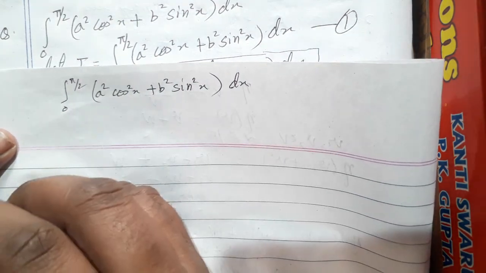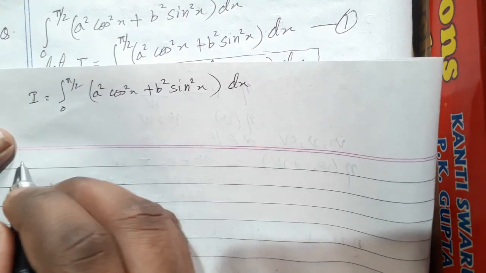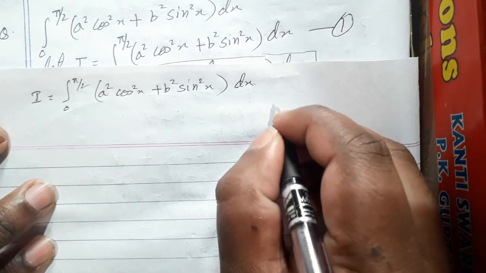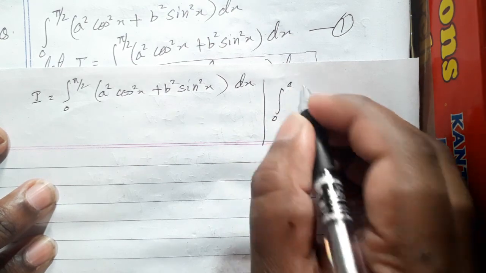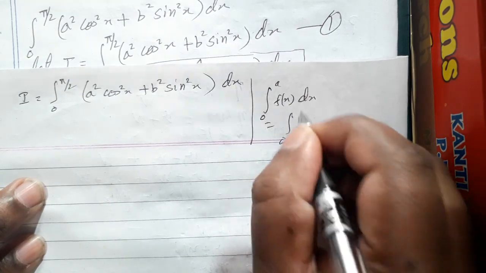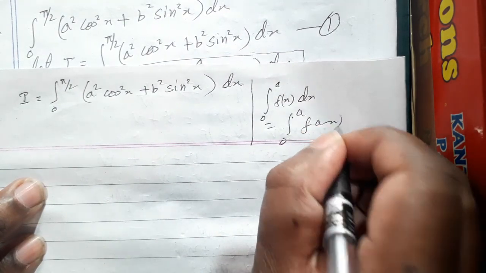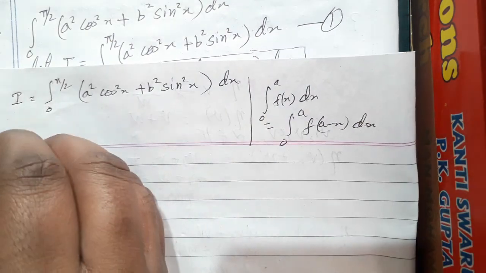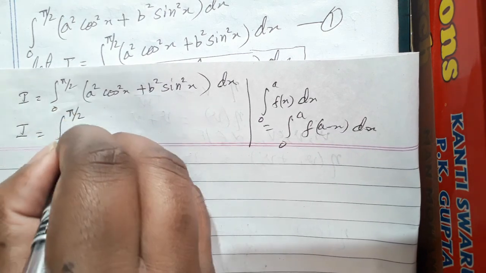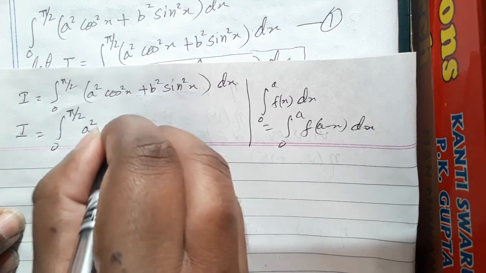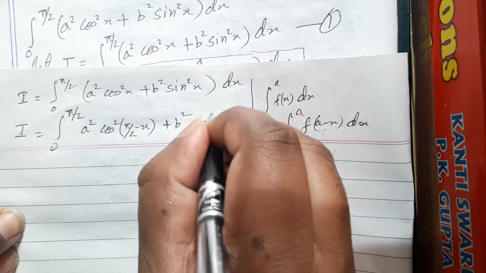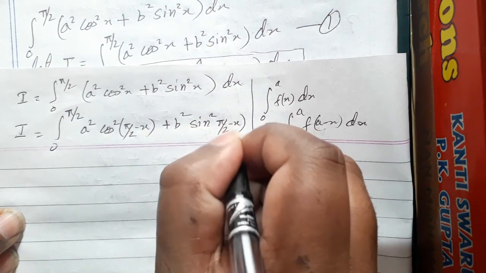You take this as I, then you apply property 5. Property 5 was the integral from 0 to a of f(x) dx is equal to the integral from 0 to a of f(a minus x) dx. So these two are the same. Here I'll apply property 5. So we get the integral from 0 to pi by 2 of a square cos square (pi by 2 minus x) plus b square sine square (pi by 2 minus x) dx.